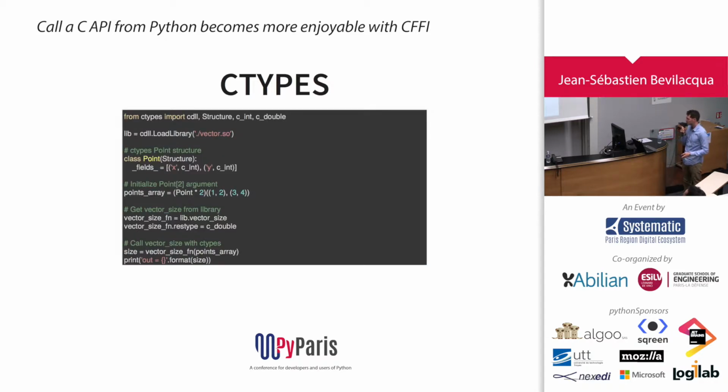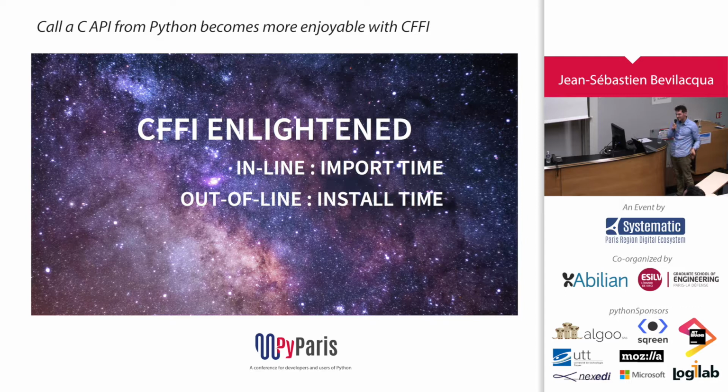But like you can see on screen, to use CTYPES, you have to learn a new API. You have to translate your C header to the CTYPES API. In this example, I declare a point struct here, and get back the vector size function here from the library. So it's error-prone and cumbersome. You can have a segmentation fault with this way of writing an extension. Now CFFI, it's beautiful.